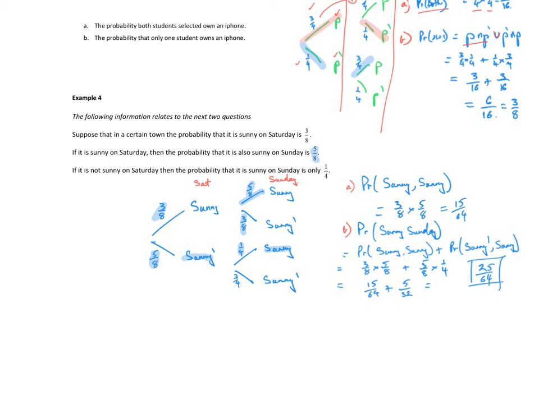Yeah, not sunny on the Saturday, sunny on the Sunday. It's only 1/4 then, okay, which means it must be 3/4 of it not being sunny. So my question would be, the probability of it being sunny on both is the probability of it being sunny, sunny. So if I follow the sunny, sunny branch, I get 3/8 times 5/8, which is 15 on 64.